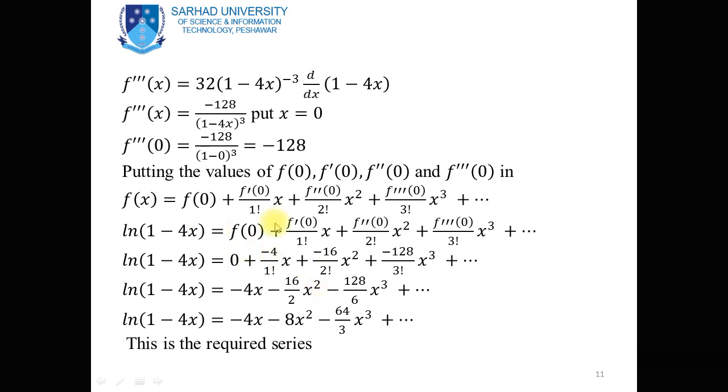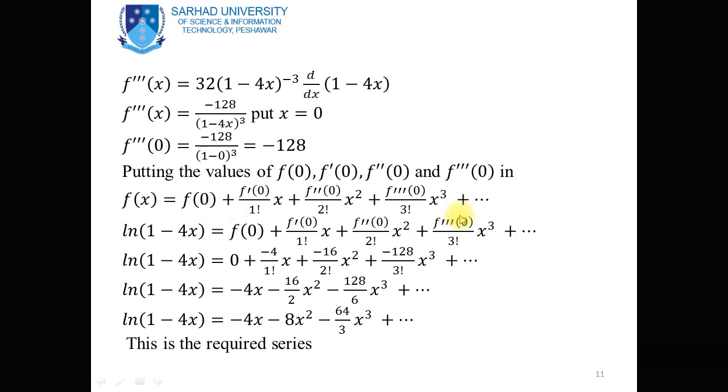So dear students, this is the procedure how to obtain the Maclaurin series for the given function. Actually the Maclaurin series is a special case of the Taylor series at x is equal to a, where a is equal to 0. So simply putting x is equal to a and a is equal to 0 in the Taylor series, we will obtain the Maclaurin series for the function f of x.